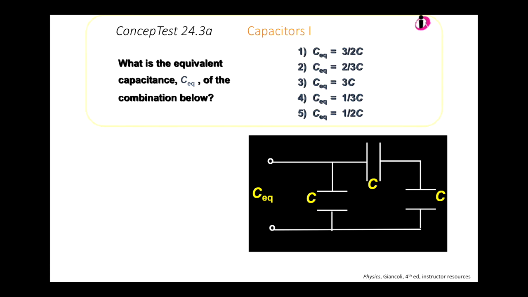If it helps you a little bit, you could go ahead and pretend that there's a battery over here, although that's not necessary at all. They're just saying this is a little piece of a circuit that has 3 capacitors. What is the equivalent capacitance of those 3? I will give you a moment. Or 2 moments.